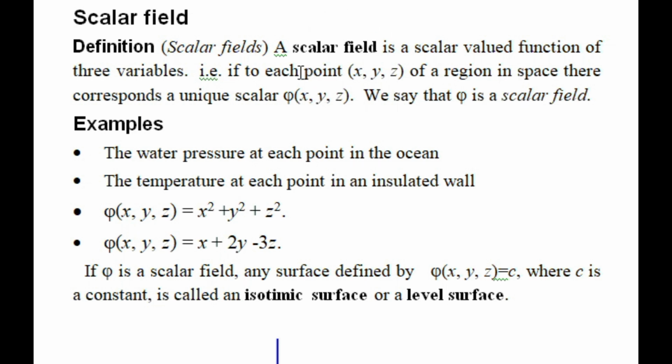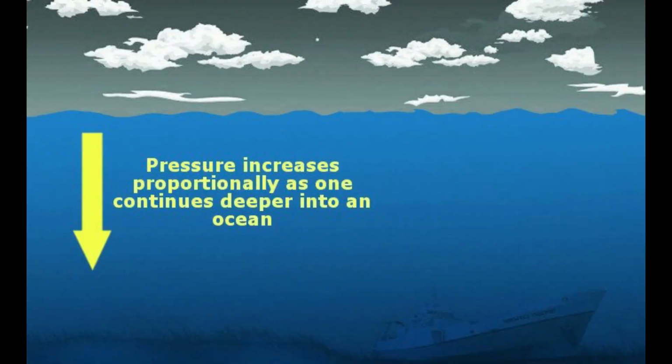Now let us see the exact definition. A scalar field is a scalar valued function of three variables. That is, any function of the form phi of xyz can be called a scalar field. Yes? And there are so many applications for this scalar field in natural life. For example, the water pressure at each point in the ocean is an example of a scalar field, because pressure is a quantity which has only magnitude, no direction.